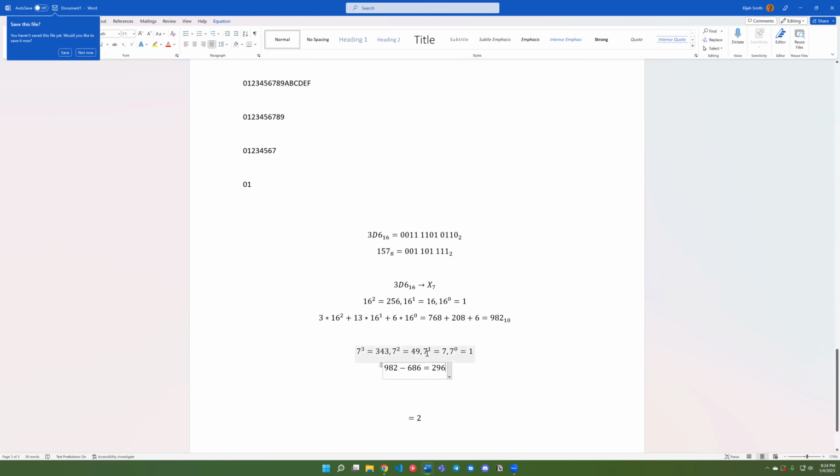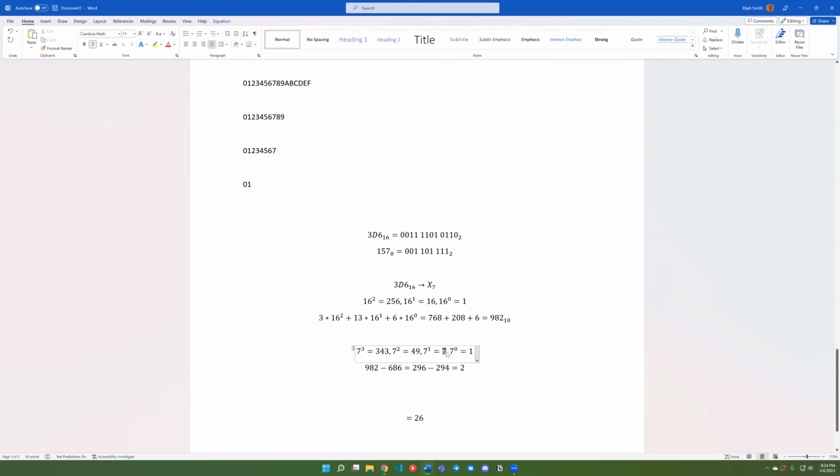296. All right, so then we have 49. So how many times does 49 go into that? We could do 296 divided by 49. That goes in 6 times evenly. So our new digit down here is a 6. And 6 times 49 is 294. 296 minus 294 is equal to 2. So we have 2 left over.